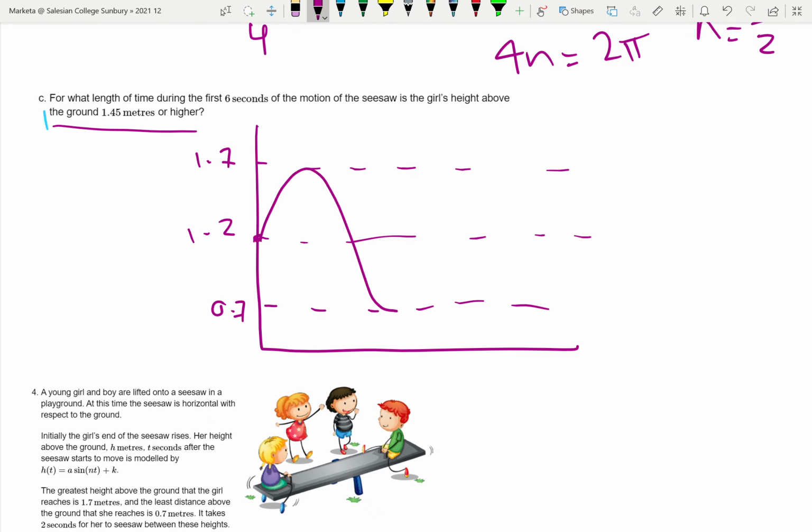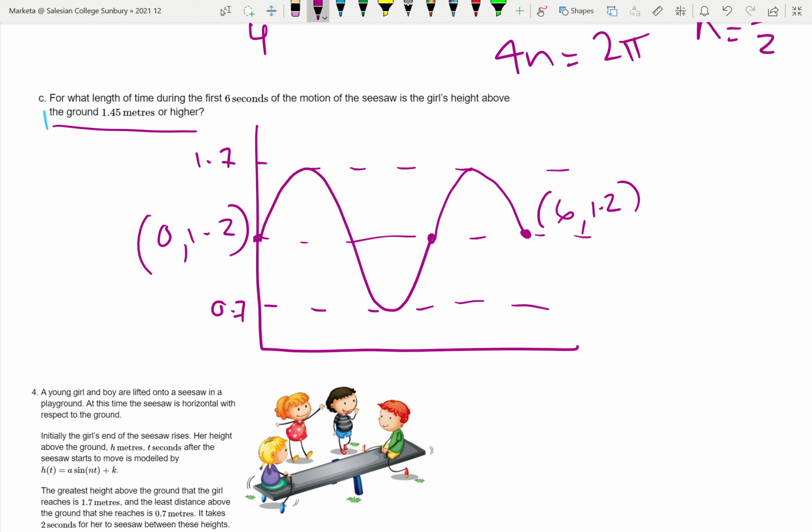And we had 4 seconds, which was this. So each second is a quarter of the graph. So it must be 5 seconds, 6 seconds. So this would be 6 and 1.2, and this would be 0, 1.2. I'll put that as a coordinate.